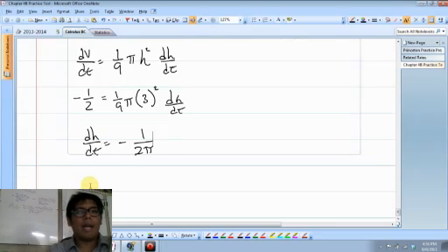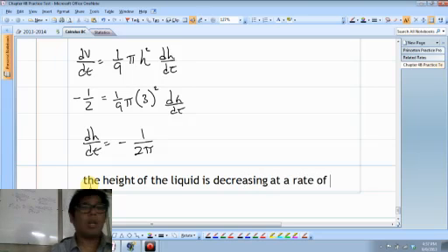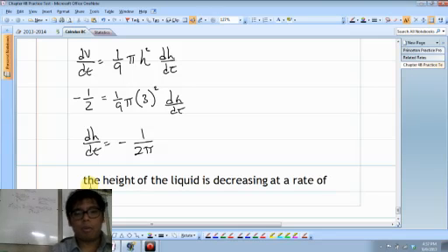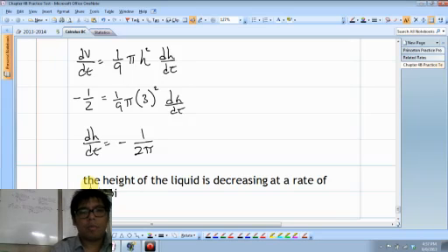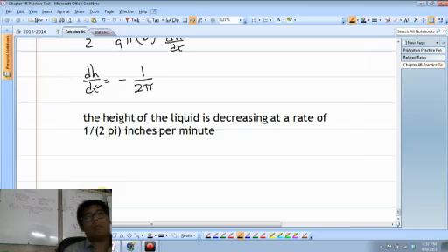So we can write down the height of the liquid is decreasing at a rate of 1/2 pi inches per minute. Yeah, that's it. And now we got the last one.